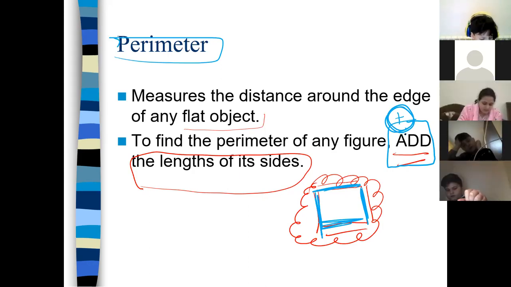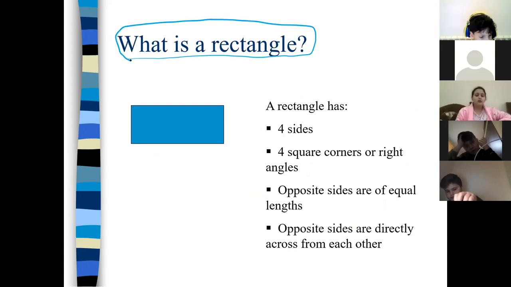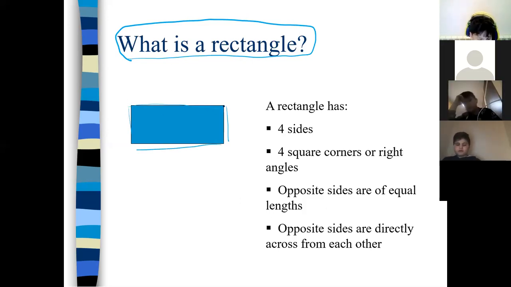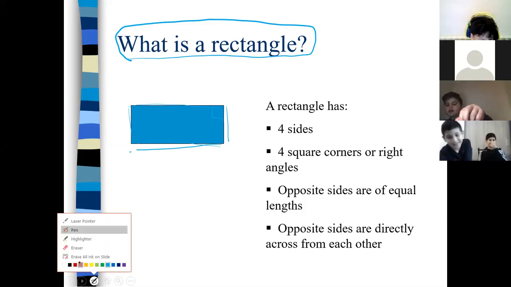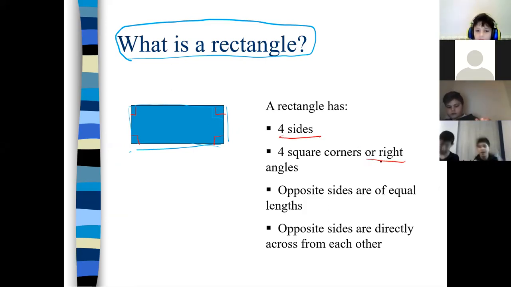Okay? So, let's start. The first one, how do we find the perimeter of a rectangle? Before we find the perimeter of a rectangle, we will revise what a rectangle is. How do we define a rectangle? We know that a rectangle has how many sides? Four sides, four sides in straight lines. 1, 2, 3, 4. How many right angles? Four right angles. 1, 2, 3, 4. So this rectangle has four sides and four right angles.